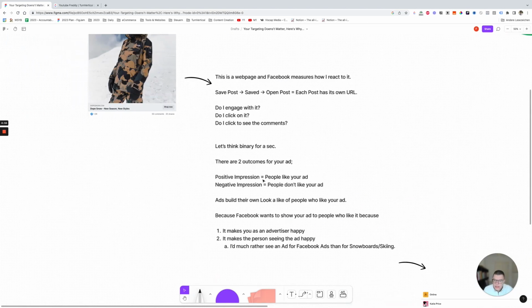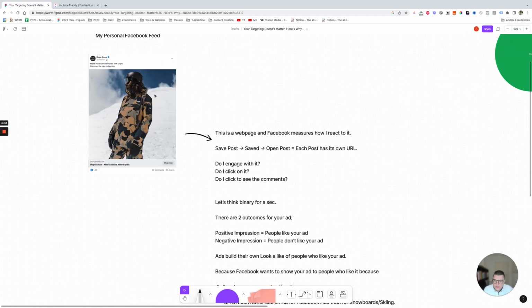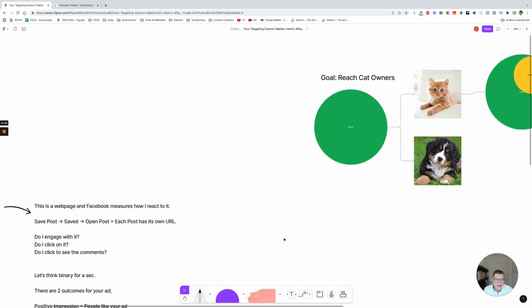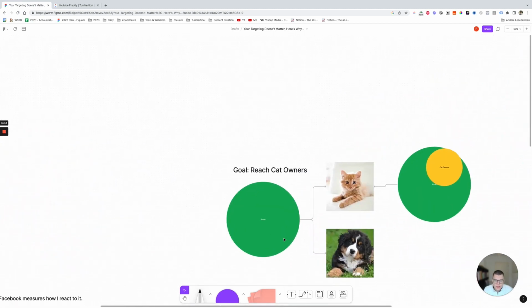And then basically my premise is that Facebook wants the advertiser to be happy and the person who's seeing this ad to be happy. If I'm engaging with something, I'm spending more time on the site, and I'm happy with it. And if somebody buys from this ad, obviously the advertiser is happy. Then Facebook is happy if both of these outcomes are true. Let's think about this for a sec.